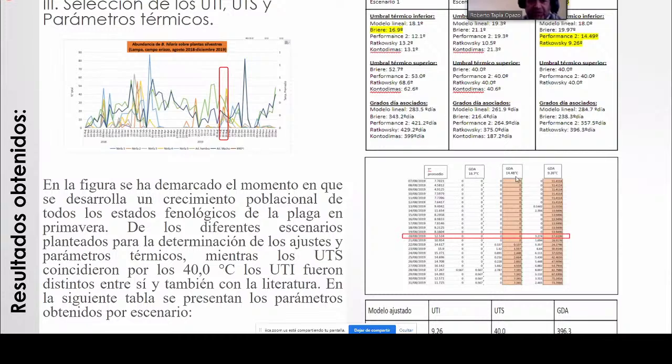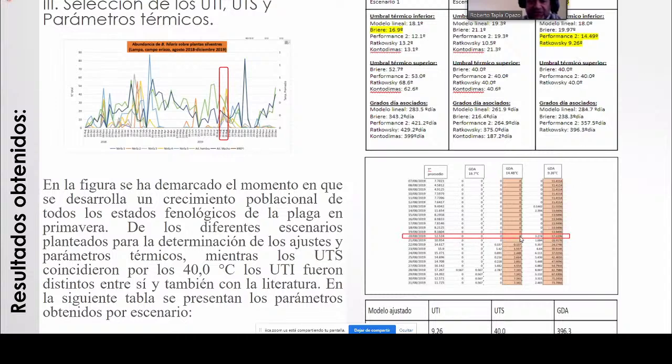I think that's 16.7. And the cumulative degree days based on 1448. And lastly, 9.26, which is Radkowski.